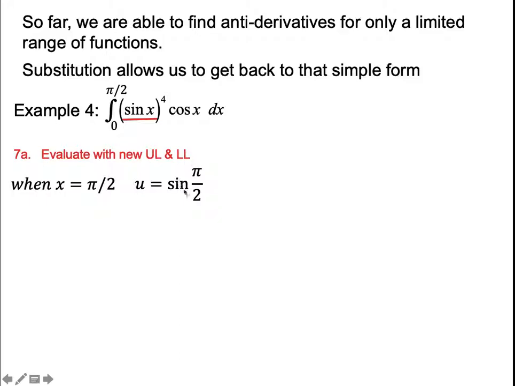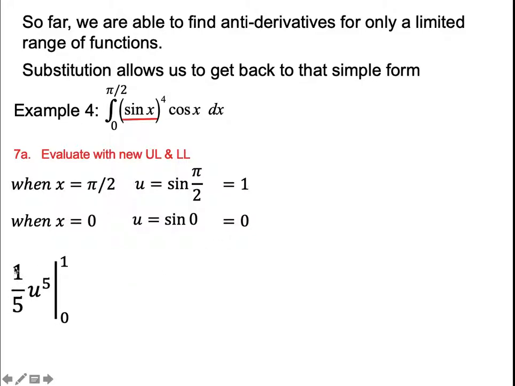So sine of pi over 2, remember that's the top of the unit circle. Sine is the y coordinate, so u is equal to 1. And then for the lower limit, when x is equal to 0, u is equal to the sine of 0, and 0 is the right-hand side of the unit circle, and that y coordinate is 0. So if you notice, our lower limit didn't change, it's still 0, but our upper limit changed. So with those new limits, we can now evaluate the antiderivative.